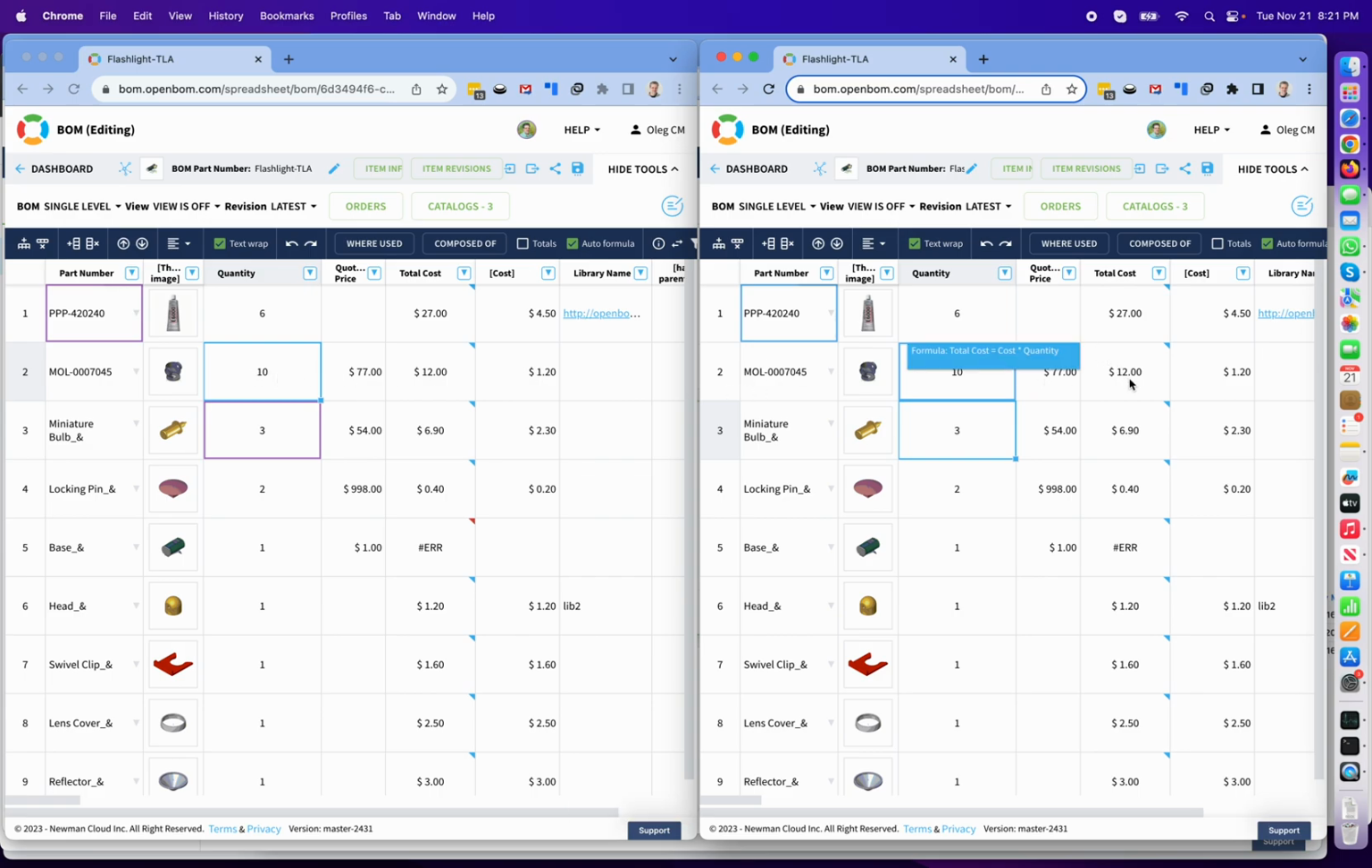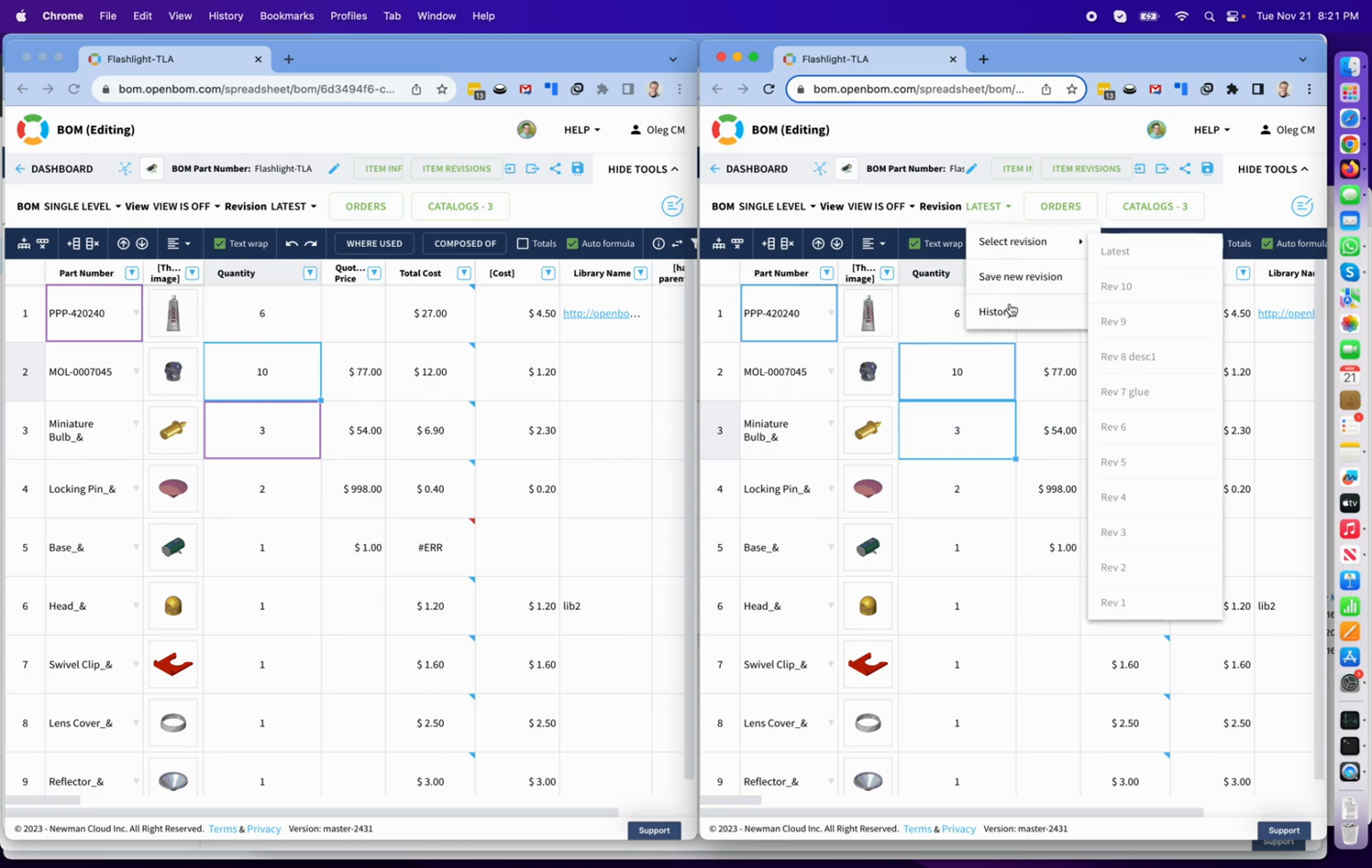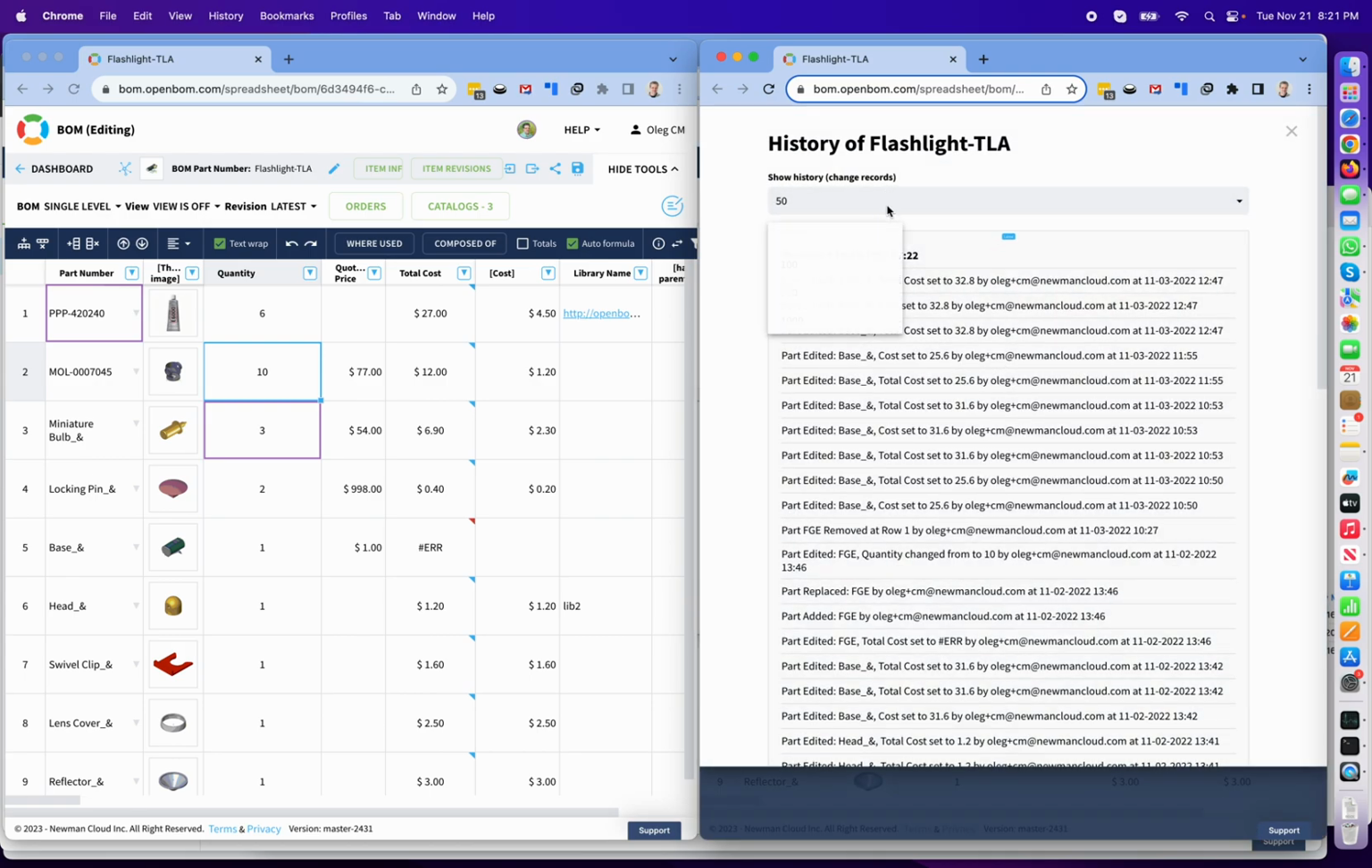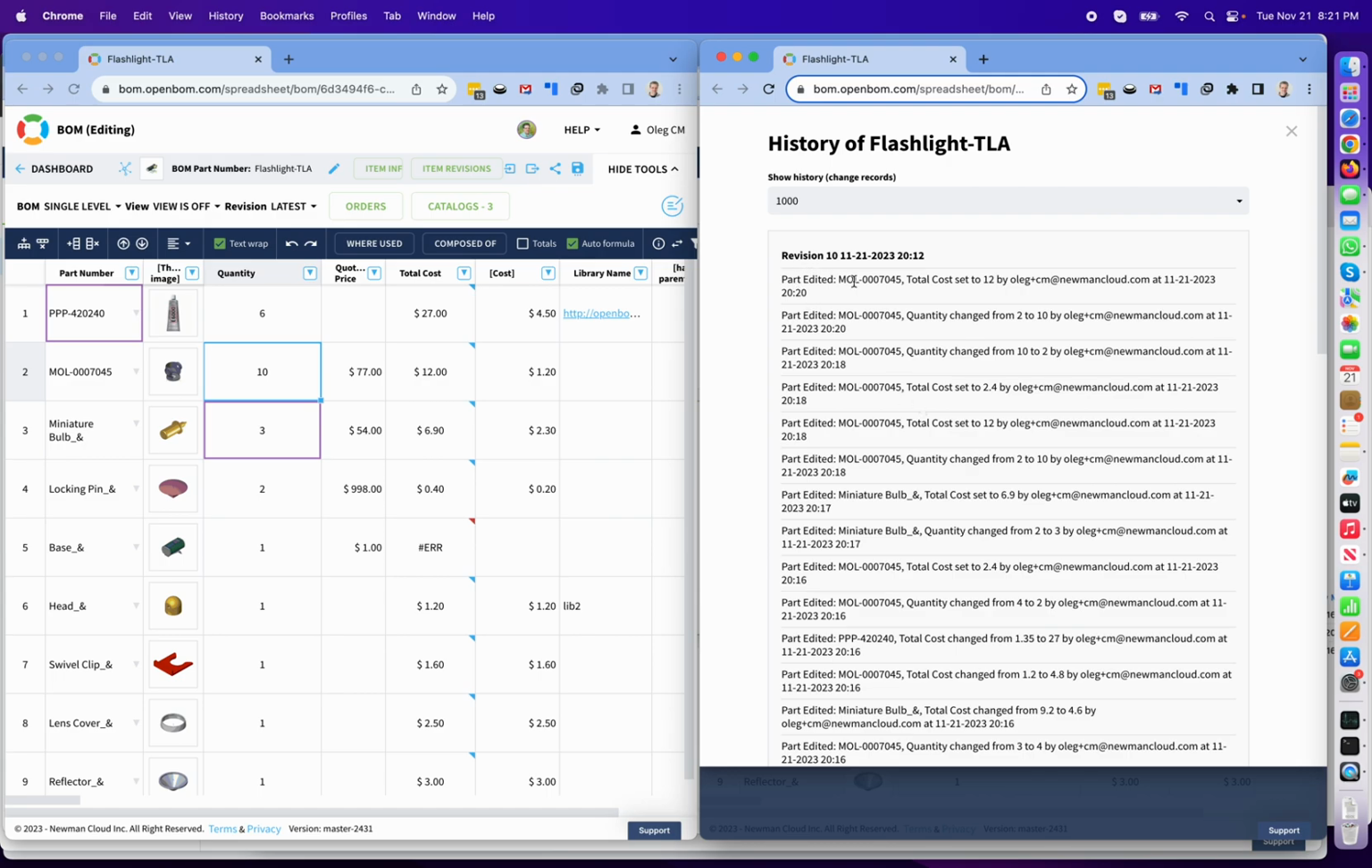The quantity was recalculated, but what is most important is that OpenBOM product structure components are capturing all this history, and you can see all this history recorded, and you can see all this editing, and you can see the total cost is set to 12, and the quantity was changed to 10 from 2.